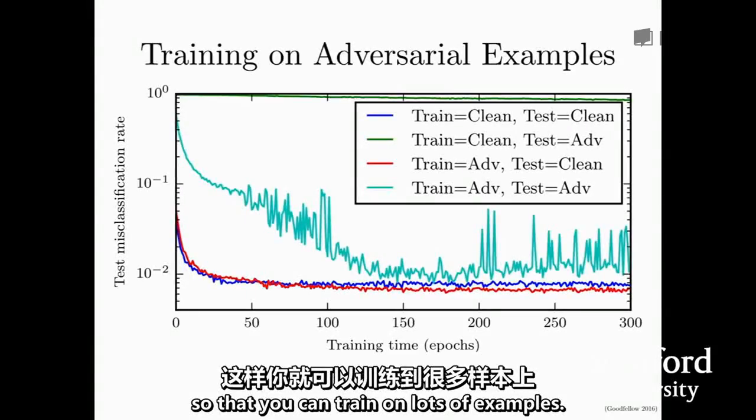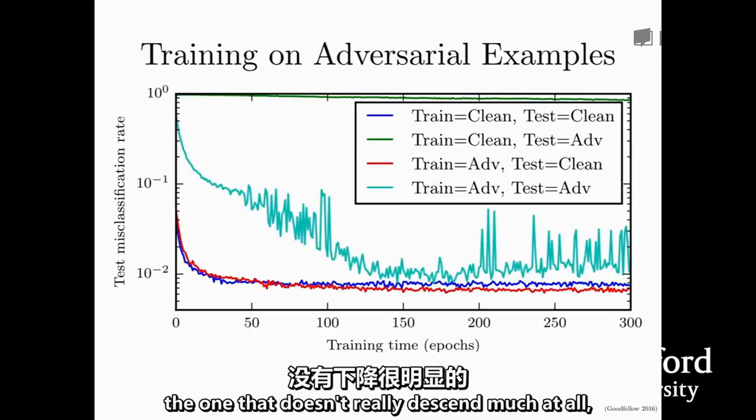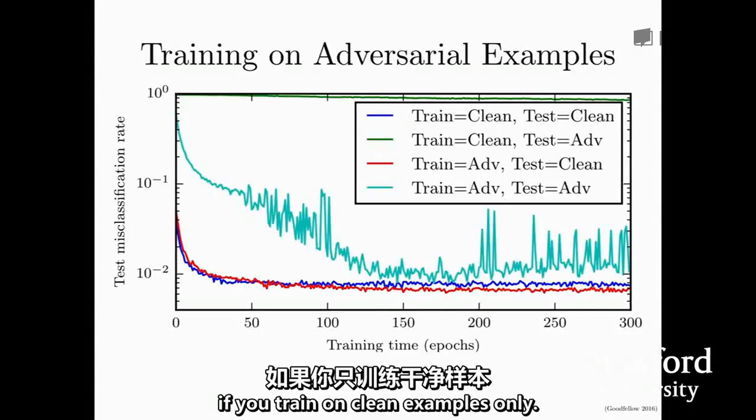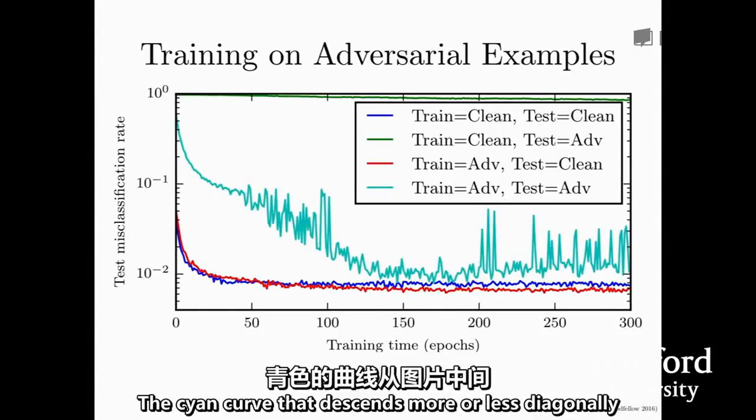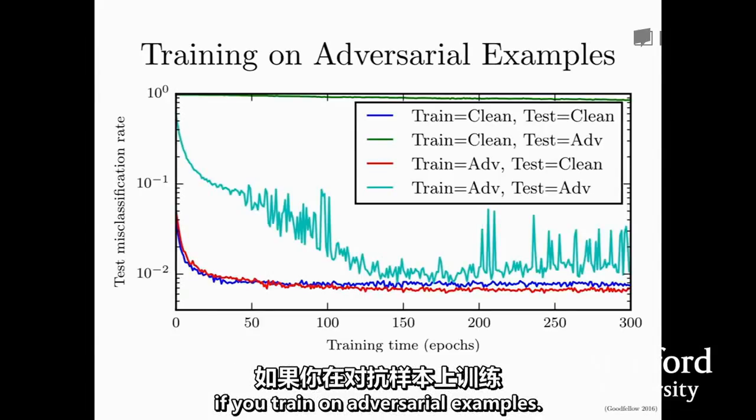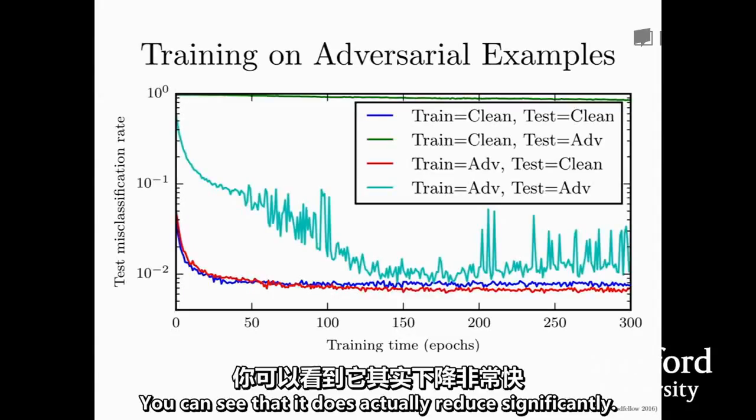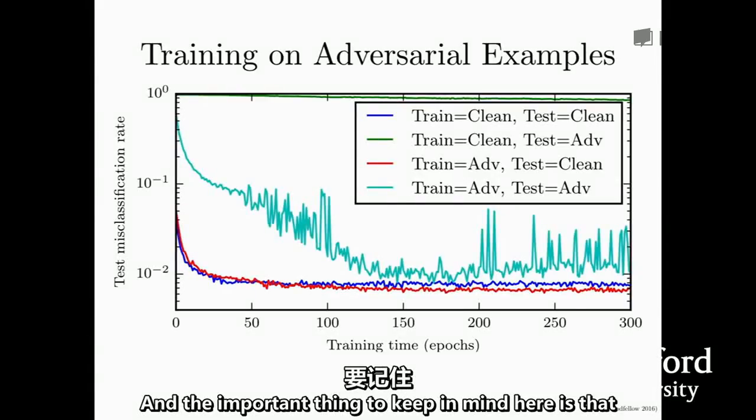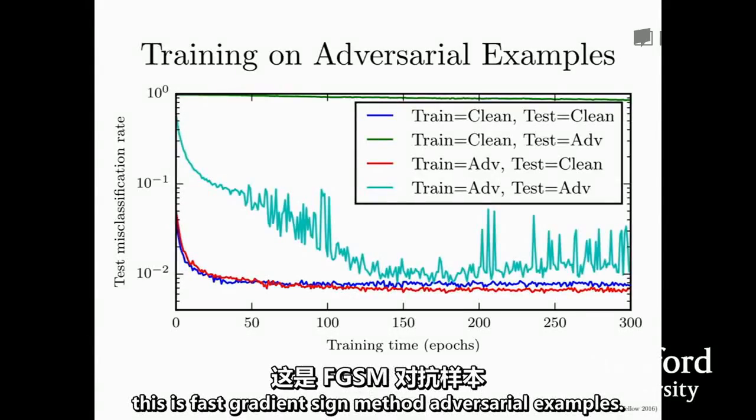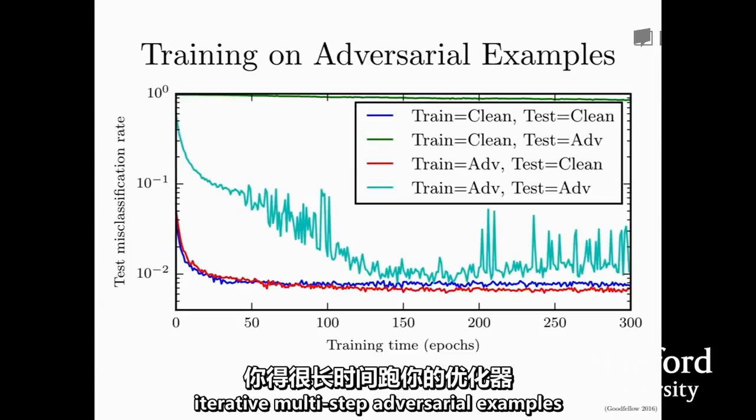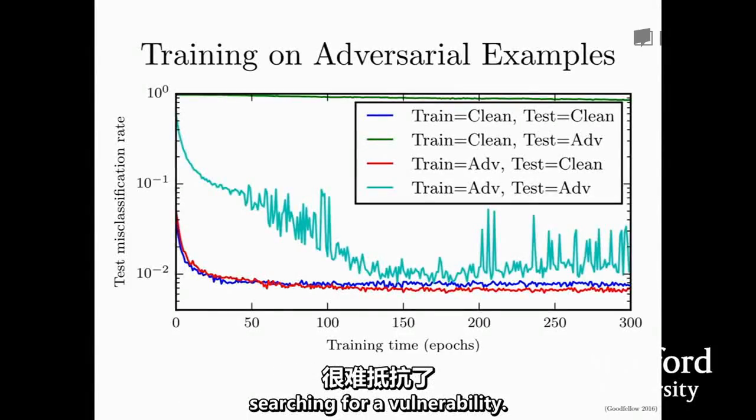So here, the green curve at the very top, the one that doesn't really descend much at all, that's the test set error on adversarial examples if you train on clean examples only. The cyan curve that descends more or less diagonally through the middle of the plot, that's the test error on adversarial examples if you train on adversarial examples. You can see that it does actually reduce significantly. It gets down to a little bit less than 1% error. And the important thing to keep in mind here is that these are fast gradient sign method adversarial examples. It's much harder to resist iterative multi-step adversarial examples where you run an optimizer for a long time searching for a vulnerability.